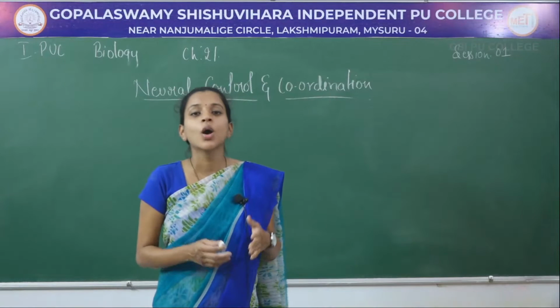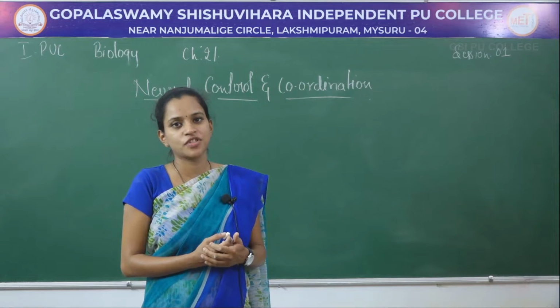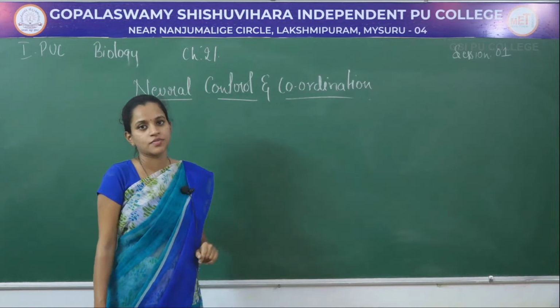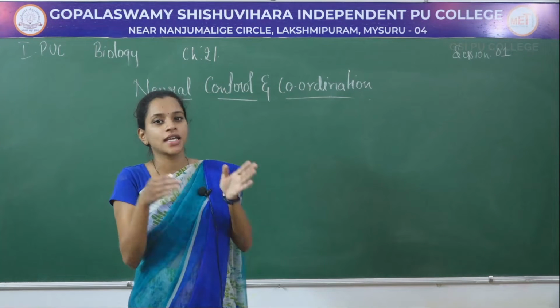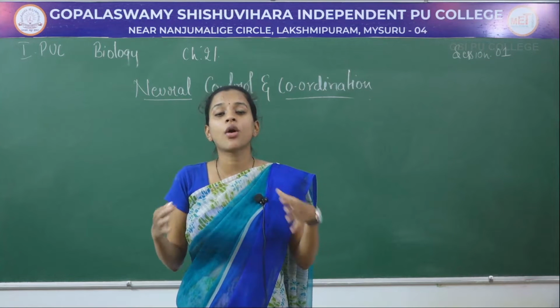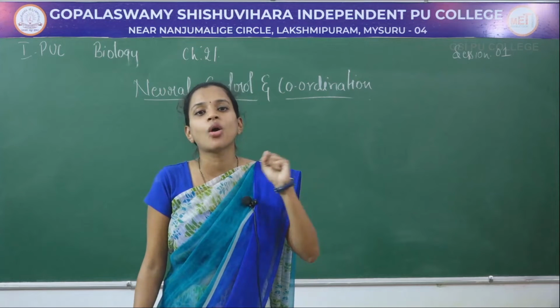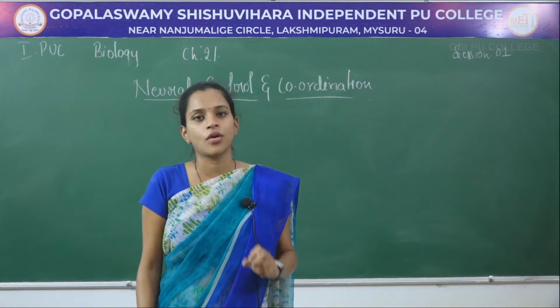Hello students, welcome to the first session of chapter number 21, that is neural control and coordination. So in this chapter we will be studying about the nervous system, how it coordinates the whole body with the help of brain. What is coordination? What is controlling and coordination?